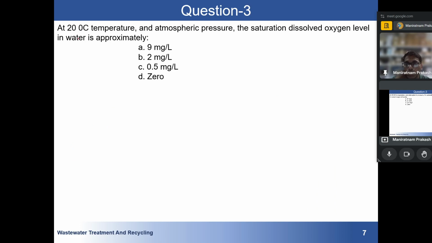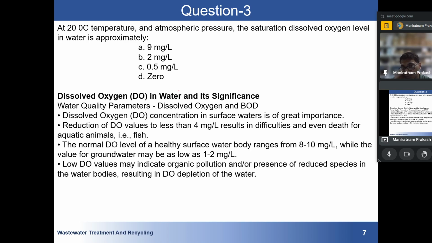So the third question is: at 20 degrees Celsius temperature and atmospheric pressure, the saturation dissolved oxygen level in water is approximately 9 milligram per liter, 2 milligram per liter, 0.5 milligram per liter, or 0 milligram per liter. So let's discuss what dissolved oxygen in water is and its significance.